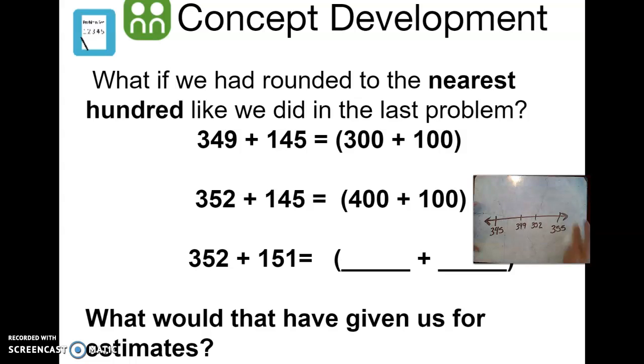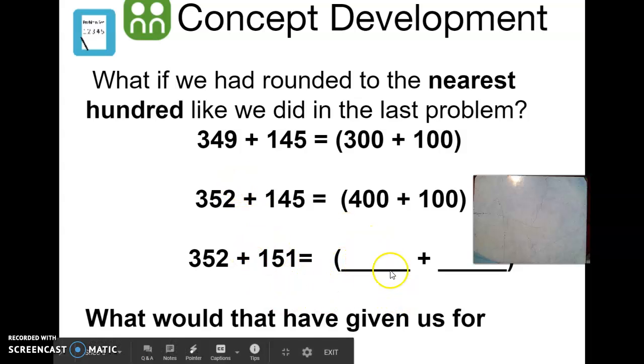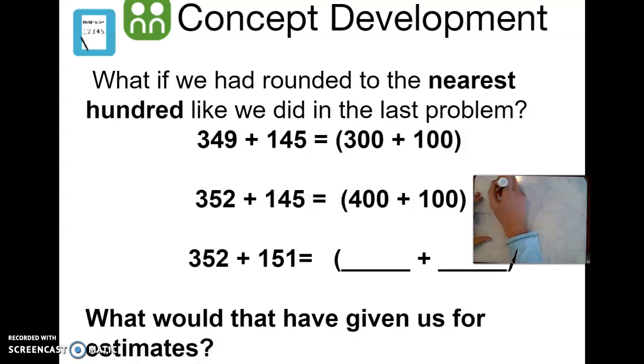Now, if we look at this last one, this bottom one here, it wants us to solve to find our closest hundreds. 352 plus 151. If I do my number line, feel free to pause and do this on your own. If I do my number line, my closest hundreds, 300, 400. My midpoint is 350, which means 352 is really close. I'm going to do it a little higher so it'll fit, which means this is closest to 400. And then I'm going to do my number line over here.